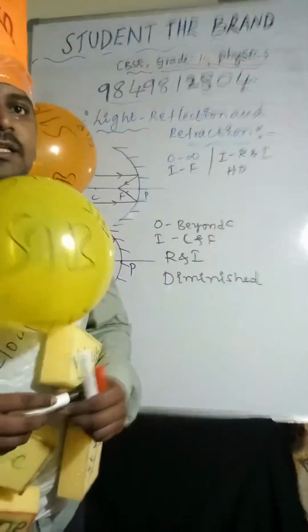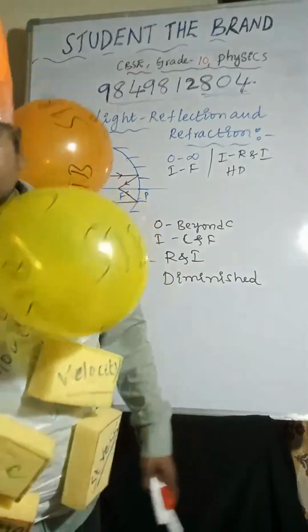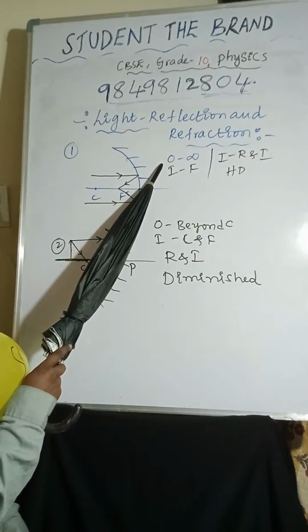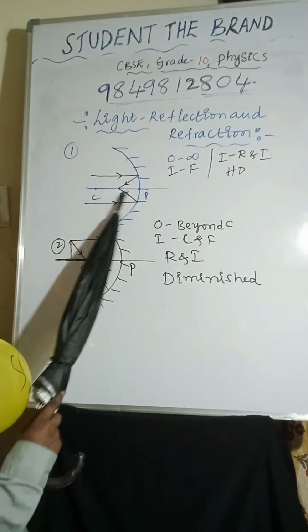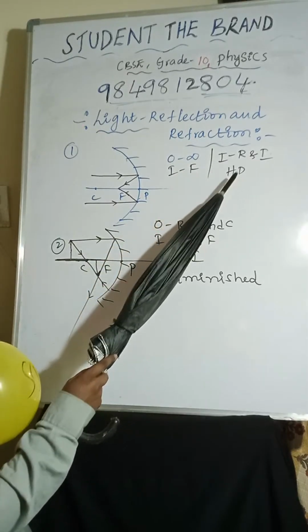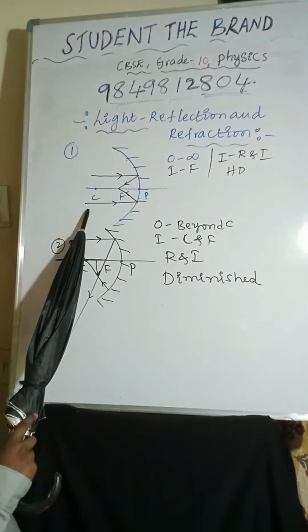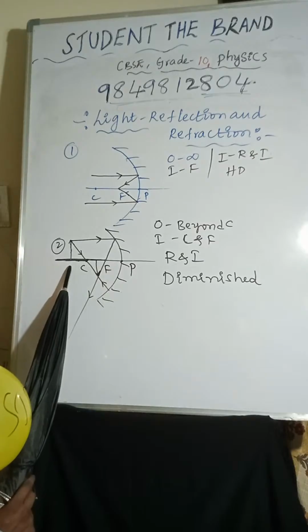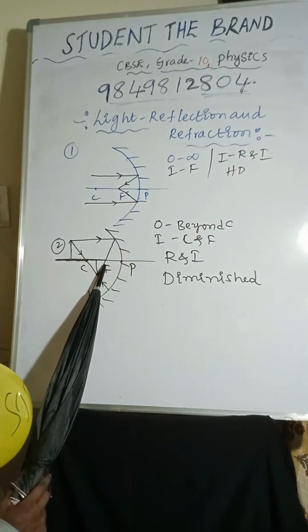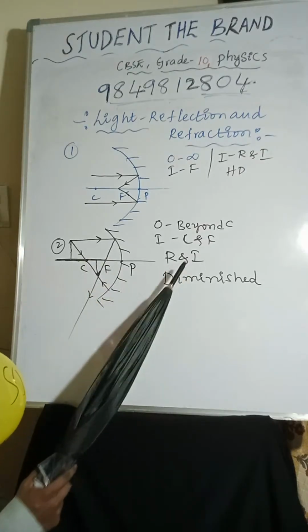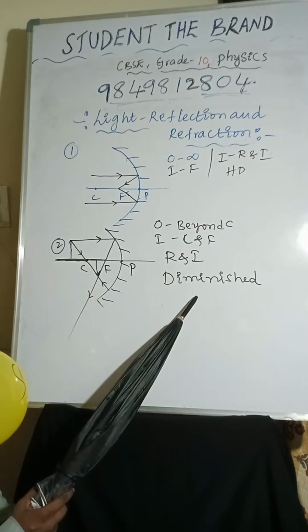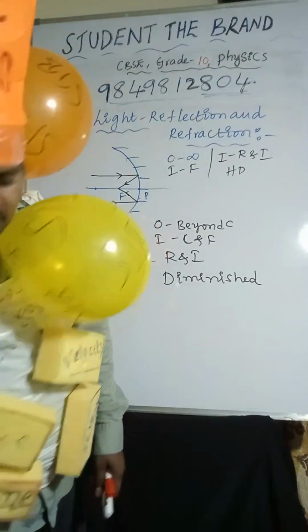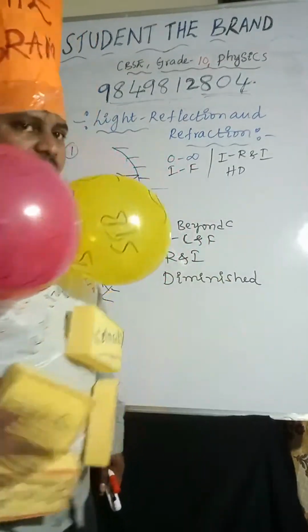So here you can see, object is at infinity. Image is forming at focus. Nature of the image is real and inverted. Size of the image is highly diminished. So this is the first case. Coming to the second case, object is placed beyond center of curvature. Image is forming between C and F. Nature of the image is real and inverted. Size of the image is diminished. So next one, we'll discuss the third position, at center of curvature.